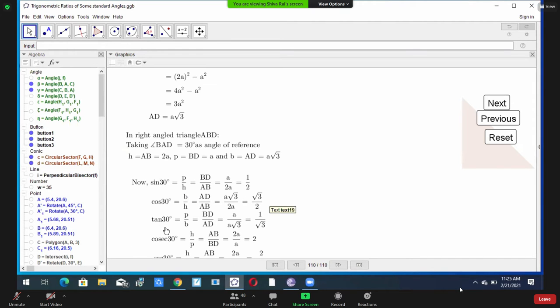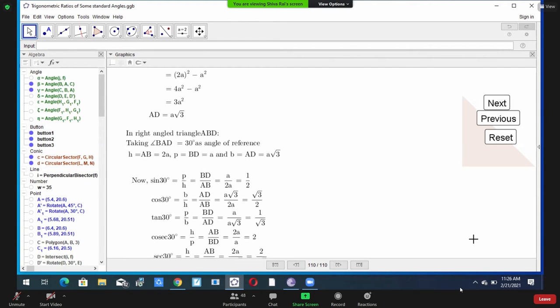Now tan 30 degree. Tan 30 degree means like tan theta. Tan theta equal to, already you know, P upon B. And here P means what? P means BD here. And B means what? AD. So substitute the values. BD means A, and AD means A root 3. Now A and A cutting, remains 1. So the value of tan 30 degree equal to 1 upon root 3.